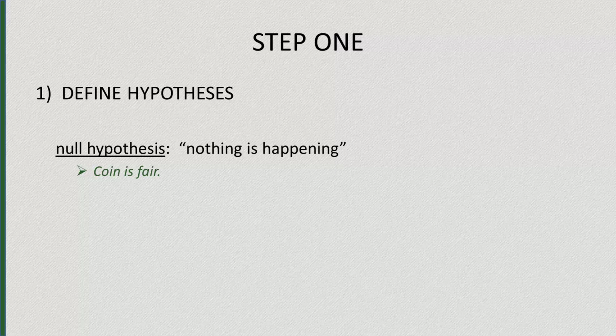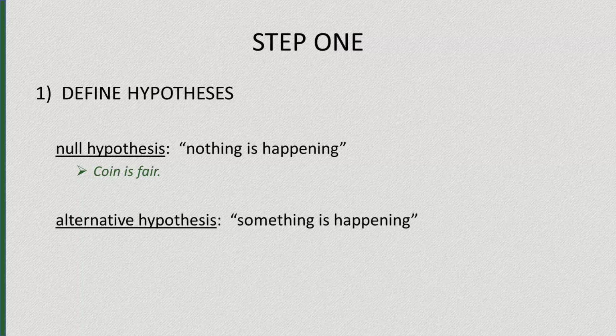The alternative to the null hypothesis is called the alternative hypothesis. It's a statement that something is happening. Something is going on. There is an effect here. In our example, that the coin is not fair. Something is pushing it out of true.